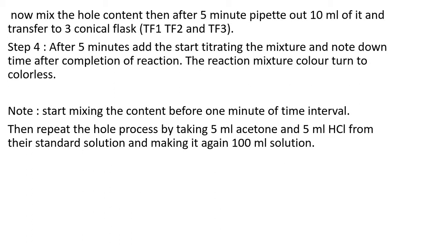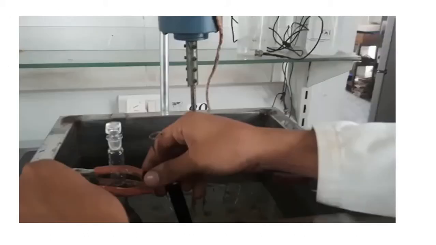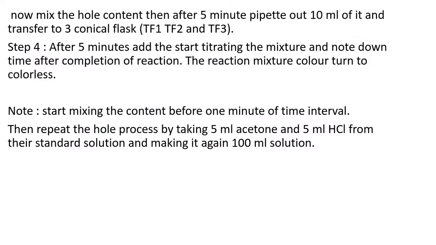Step 4 will be, after 5 minutes of mixing the solution, start titrating and note down the time once you start the titration and once the end point is reached. Note down the volume as well. The reaction mixture changes from yellow to colorless. Now start mixing the content at 1 minute time intervals. Take 2 to 3 readings and repeat the whole process.